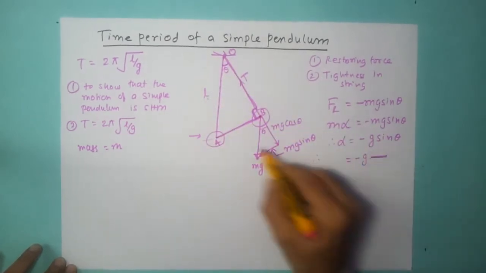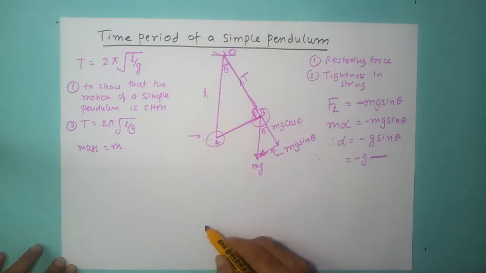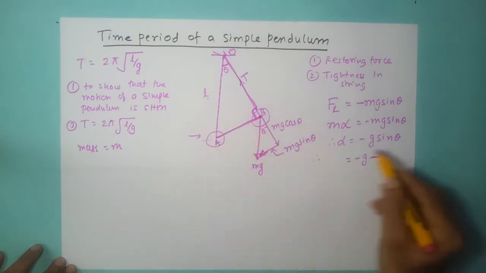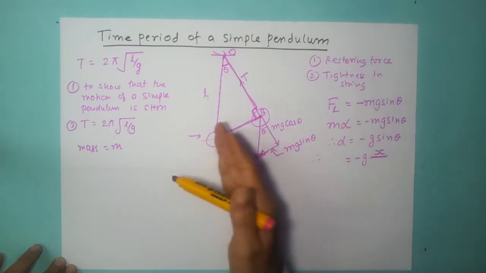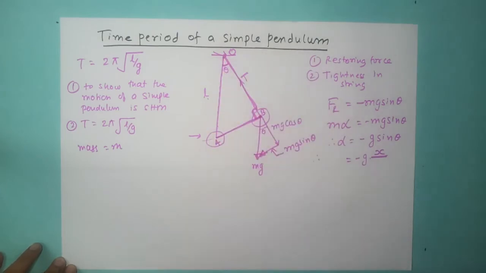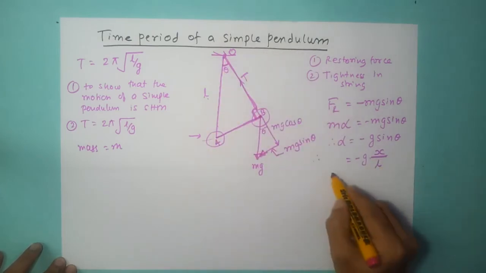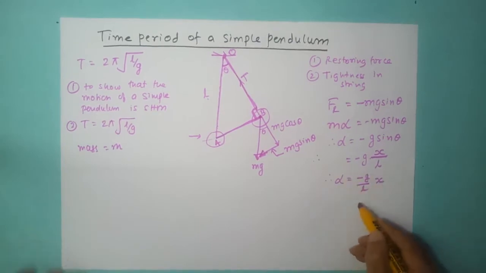What is the opposite side? Opposite side is AB. Now AB is the displacement from the mean position. So this can be taken as displacement. And displacement, I will use the symbol X, say for example. X represents displacement from the mean position upon hypotenuse, which will be equal to L. Therefore, alpha is equal to minus G upon L X.